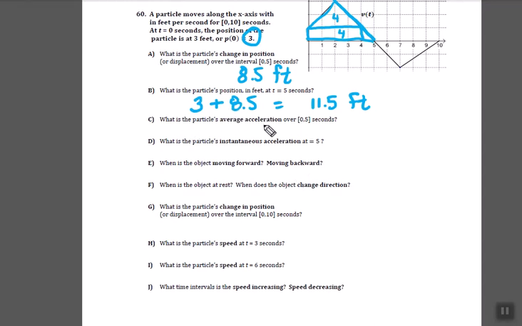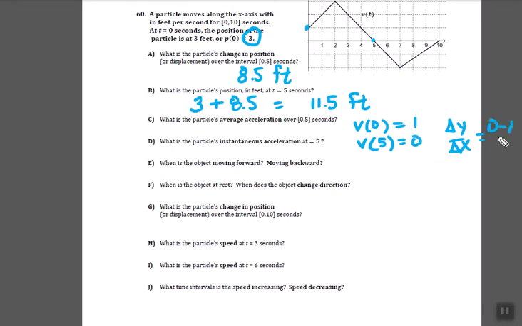Average acceleration means go get the slope from 0 to 5. So again, that's how acceleration is related to velocity. At time 0, the velocity is 1. You could go like this if you want. The velocity at 0 is 1. The velocity at 5 is 0. So then if you do a down to y, down to x, you could go like this: 0 minus 1 over 5 minus 0. And then your average acceleration is -1/5 feet per second squared. So it's basically just going down 1 over 5. That's how you get your slope, or your acceleration.